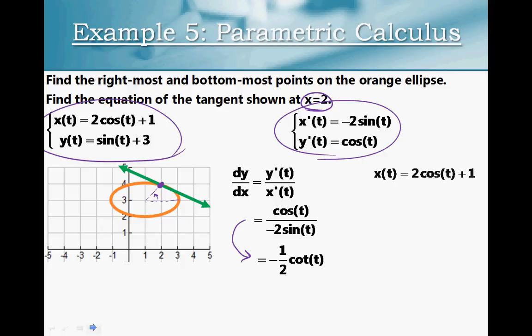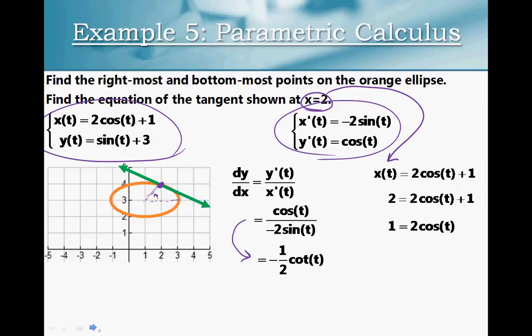So x of t, remember, is 2 cosine of t plus 1. That was given to us, or not given to us, we found that on the previous slide, so it was given to us for this part. And we're trying to find when x of t is equal to 2, so plug it in. 2 equals 2 cosine of t plus 1. So 1 is equal to 2 cosine of t. You're just subtracting 1 from both sides.